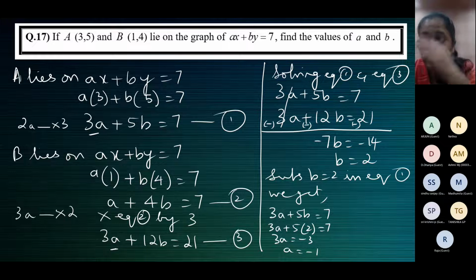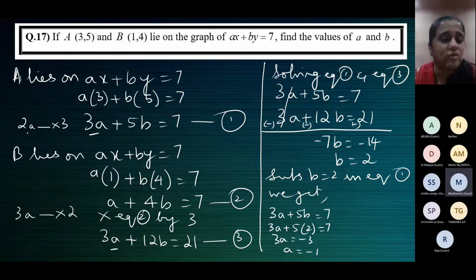The coefficients are 2 and 3. The LCM of 2 and 3 is 6, so we can bring both to 6. You can bring both to 12 also, no problem, though you should bring it to the LCM, as that is the simplest.